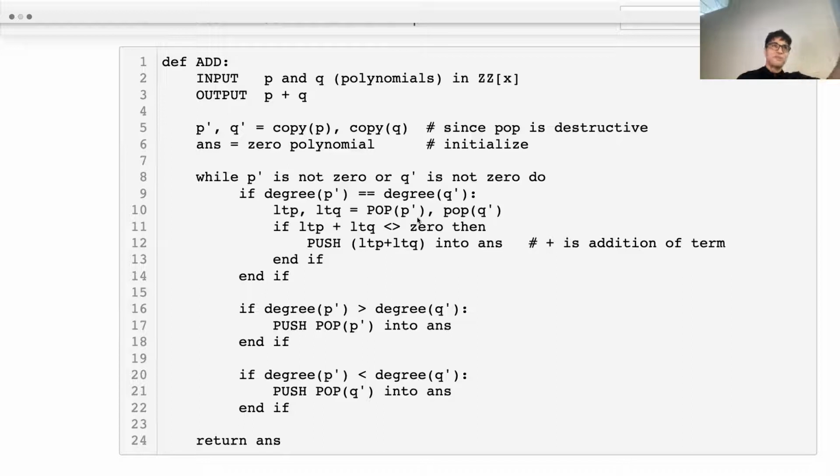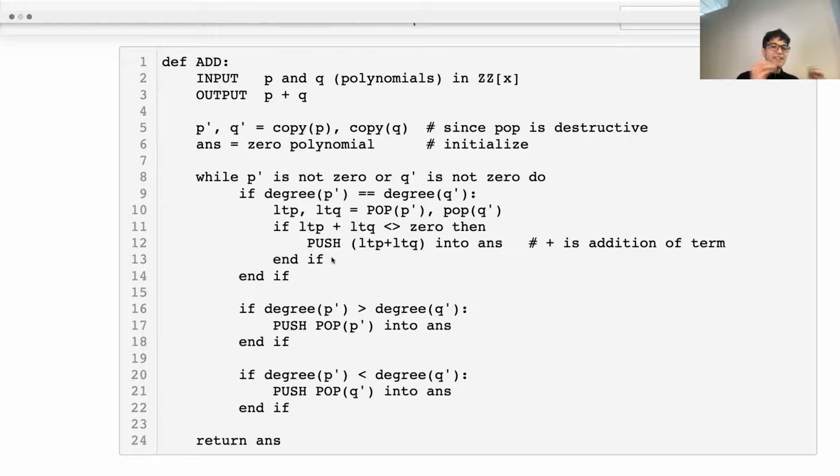And then p sort of is less, right? This also subtracts the leading term from p. I'm going to pop the leading term from q, and then q becomes smaller, right? q becomes q minus the leading term of q, and I'm going to hold them in leading term of p and leading term of q.